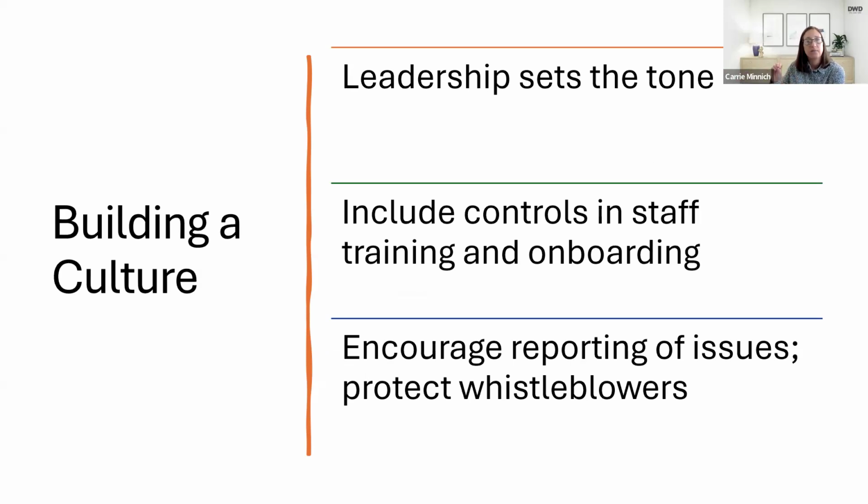Also include control training when you onboard new staff and when you train staff. You probably provide some kind of training on how to do their job. Make sure it includes what kind of controls and policies or procedures are within the organization. And then also encourage reporting of issues. Again, those whistleblowers. Hey, if you think something's going wrong within this organization, we want to know, because that is important for us to have a good culture and a good tone at the top. We are ethical here. This is important to us, so we want to know. And then we will address those types of things when they come up.